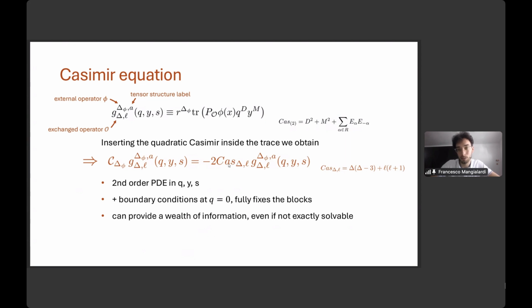We have here the Casimir eigenvalue in the representation of the exchange field. And here on the left, we have the actual differential operator, this C delta phi, which is a complicated second-order partial differential operator in the three variables, q, y, and s. What is important is that this Casimir equation actually completely fixes the blocks if paired with some boundary condition at zero temperature. We are not able to exactly solve this Casimir equation, and so find an exact form for the blocks. However, the important point is that still this Casimir equation can give us really a lot of information about these blocks.